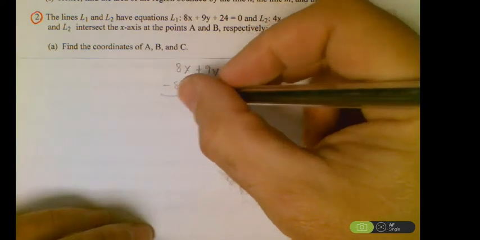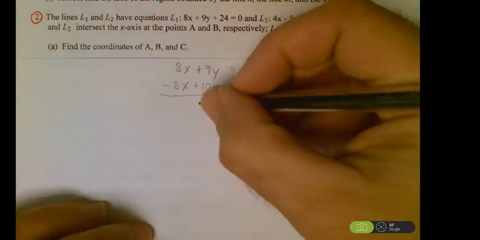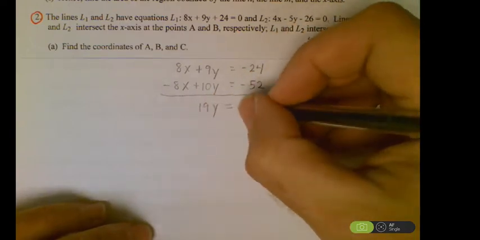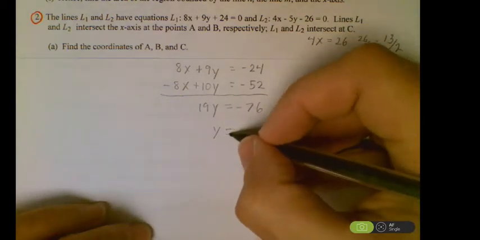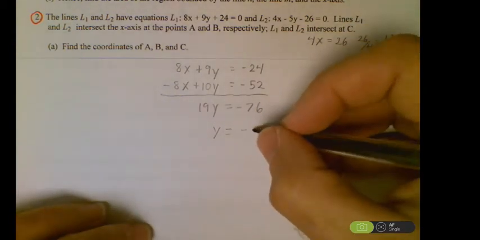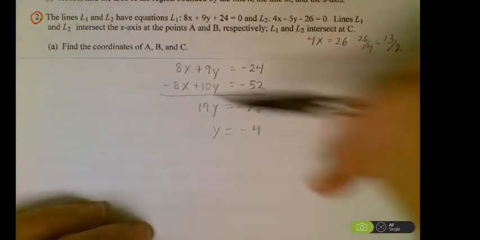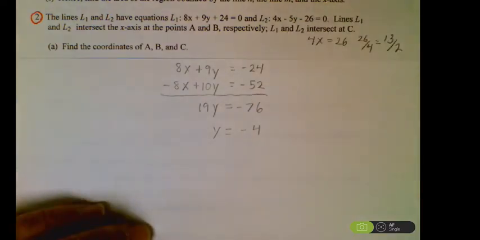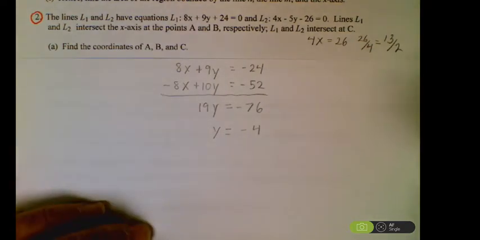Now with elimination, I can just add my two equations together and let my x's get eliminated. So we're looking at 19y equaling -76. As we add those up, divide both sides by 19, and we get our solution for y of -4. As always, if you want the other coordinate, we plug that back in for y in order to get an x value. It doesn't matter which equation you sub it back into, just pick one and plug it back in.